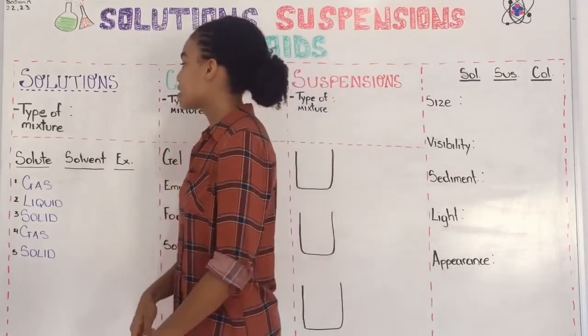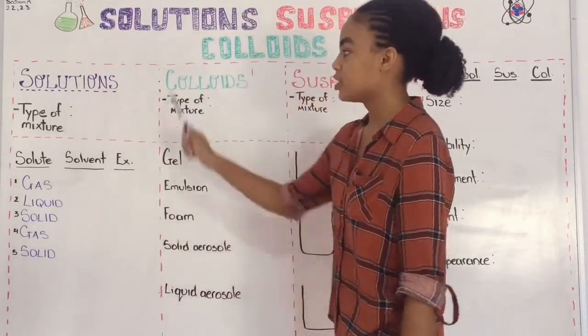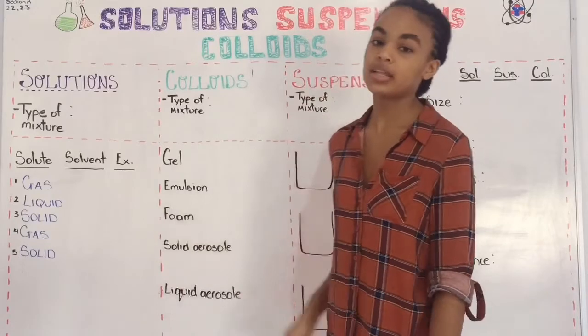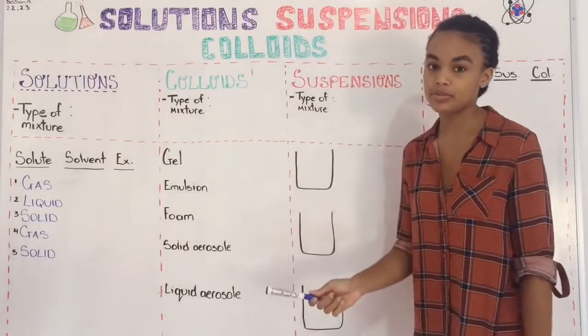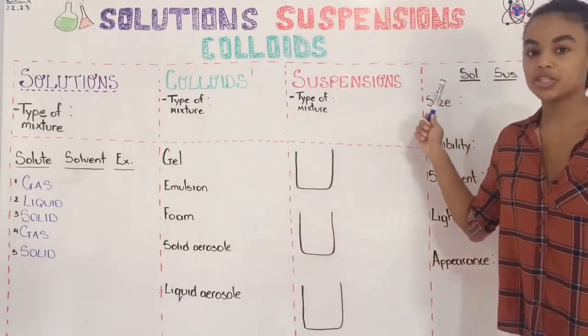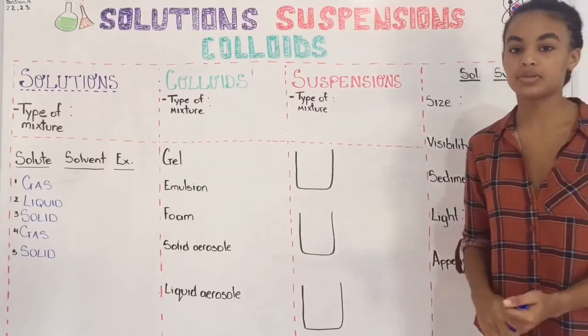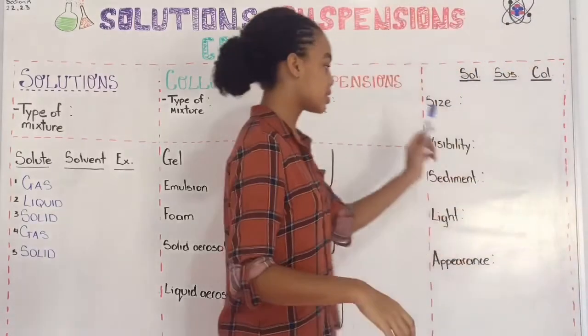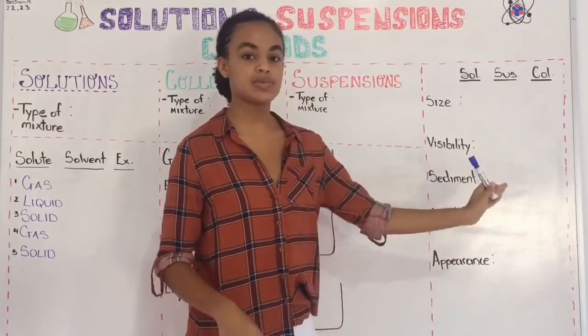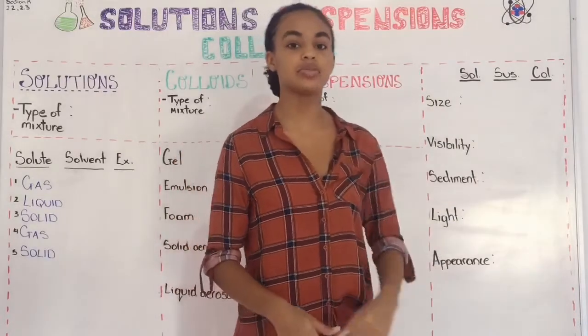So what we're going to do today, we're going to look at the definition of solutions and examples, the definition of colloids and the examples, as well as the definition of suspensions and give some examples. After which we're just going to compare the solutions, suspensions, and colloids in a table.